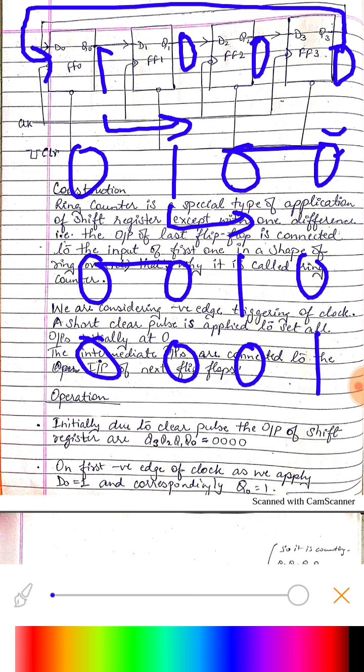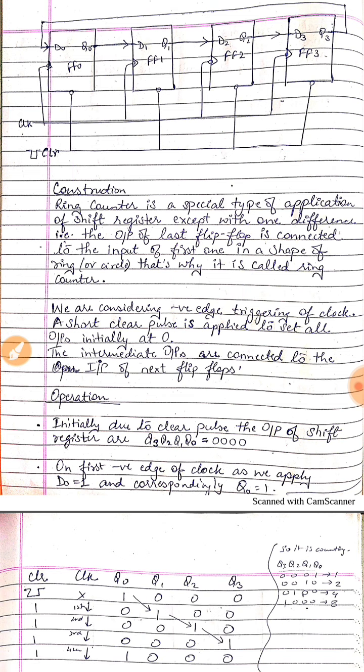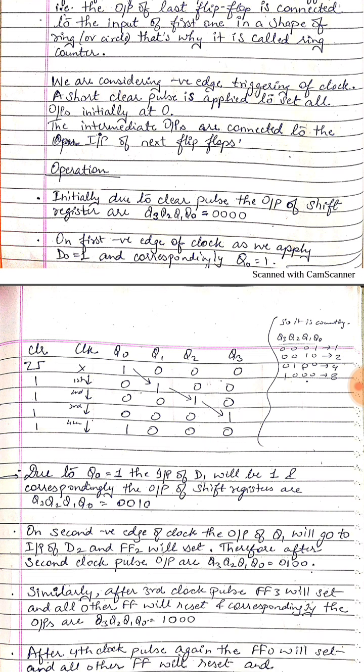And if I apply another negative edge pulse, then it will become 0 0 0 and 1 would come again into the first position, so it will again become 1 0 0 0. So this is how a ring counter works.